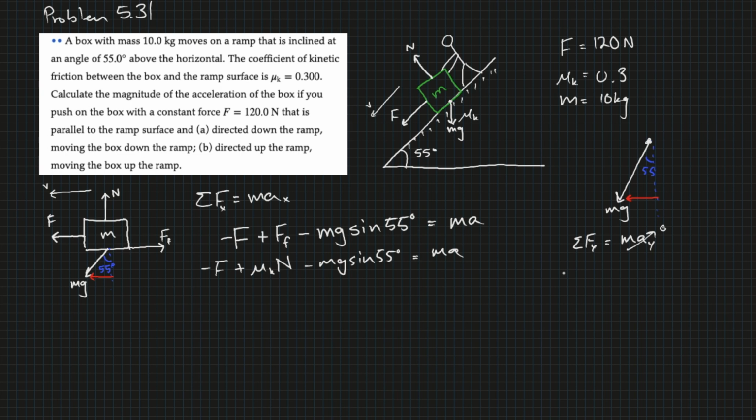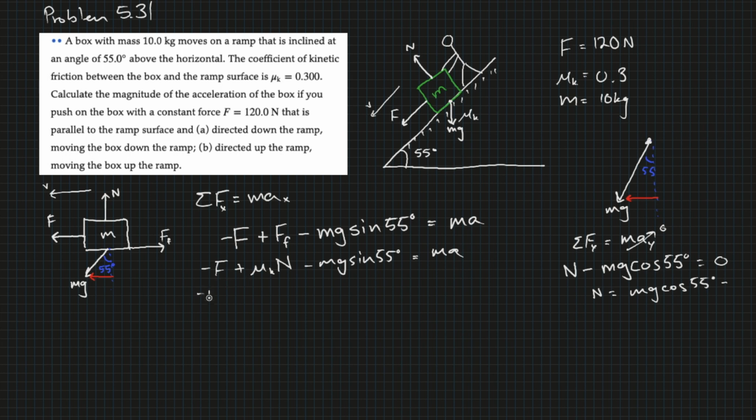And so sum up all the forces in the y direction. I've got the normal force going up in the positive direction, so that's positive N. And then in the downward direction, I've got mass times gravity, but only a component of it, right? Only a piece of mg is going in the downward direction. So the way I isolate out that vertical piece is I take the cosine of 55 degrees, and that's equal to 0. And so the normal force is equal to mg cosine 55. Perfect.